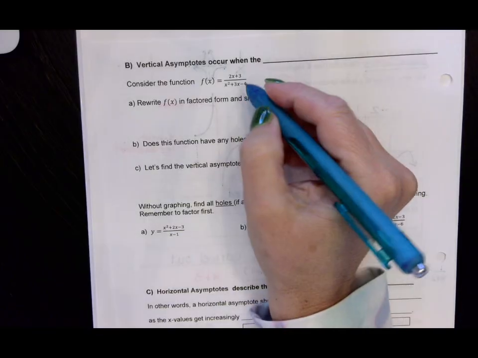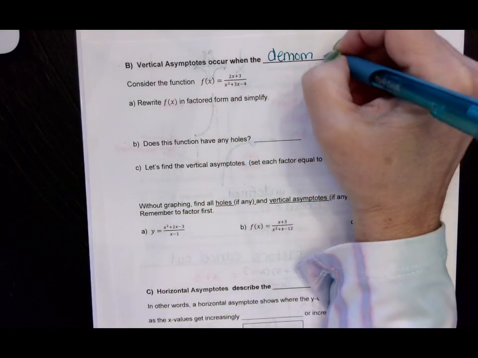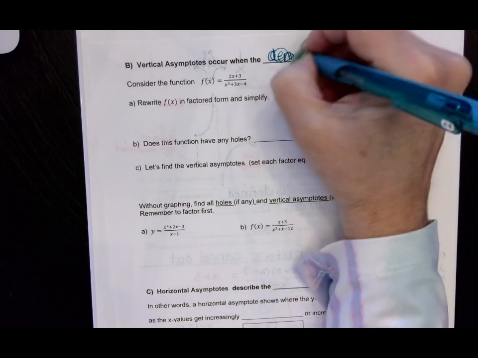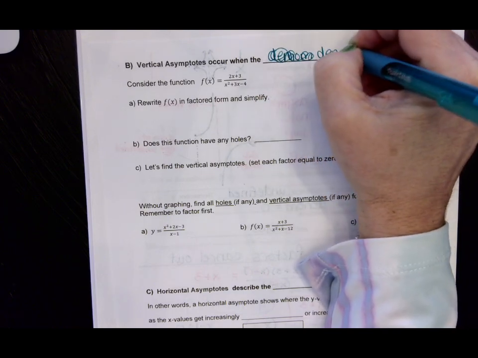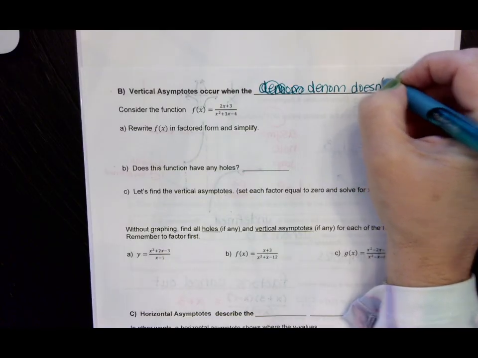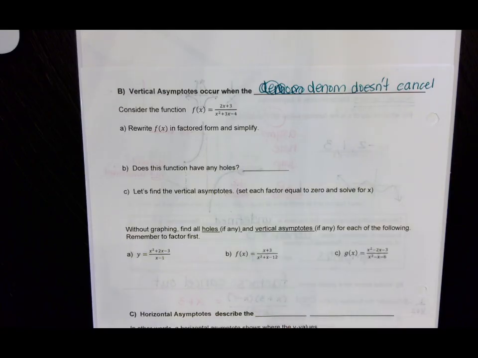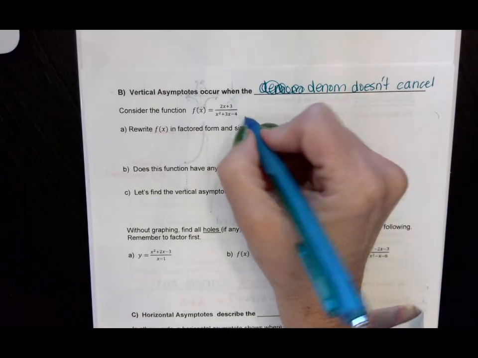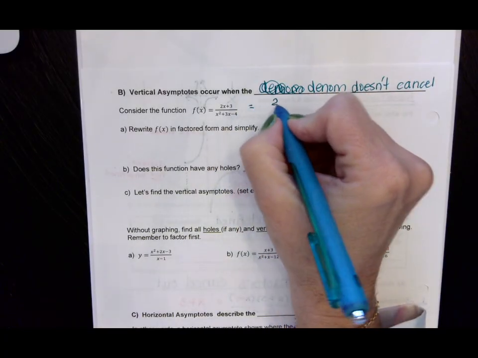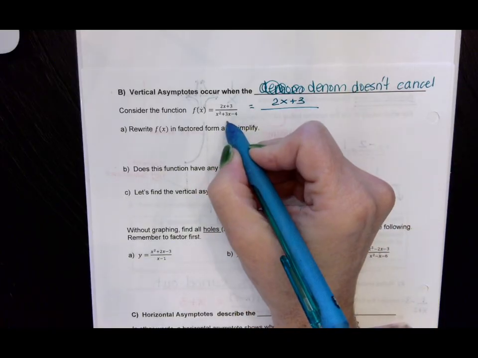Our vertical asymptotes occur when the denominator doesn't cancel. All right, so we have another function here, and for us to know if it's going to cancel or not, we have to factor this. All right, so numerator doesn't factor. Down here, I'm going to do this by trial and error.